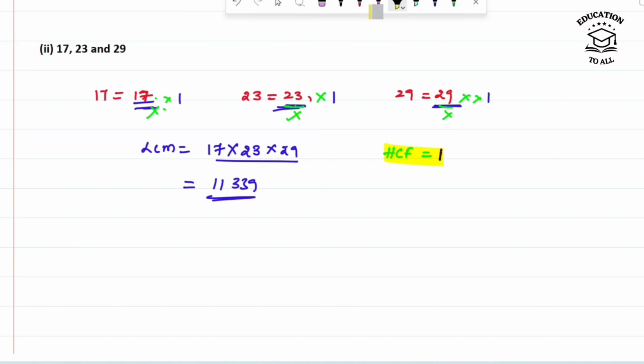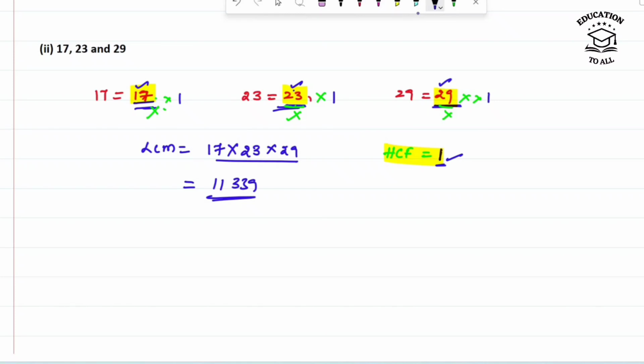There is no common factor between any two numbers or three numbers or any numbers. HCF will become 1. We can also say that there is no common factor except 1. It is called co-primes. So 17 and 23 are co-primes, and 23 and 29 are also co-primes, and 29 and 17 are also co-primes.